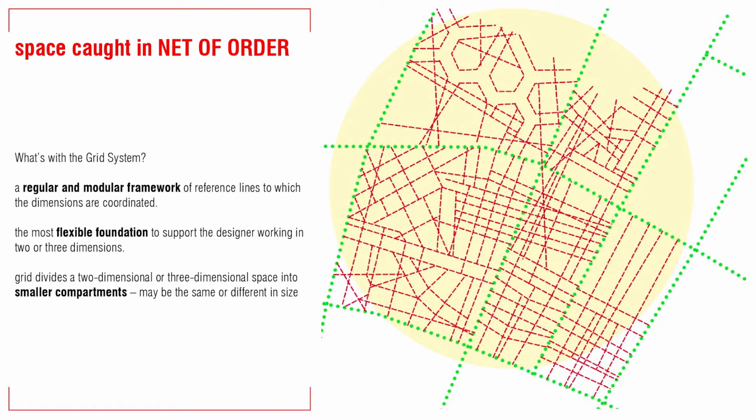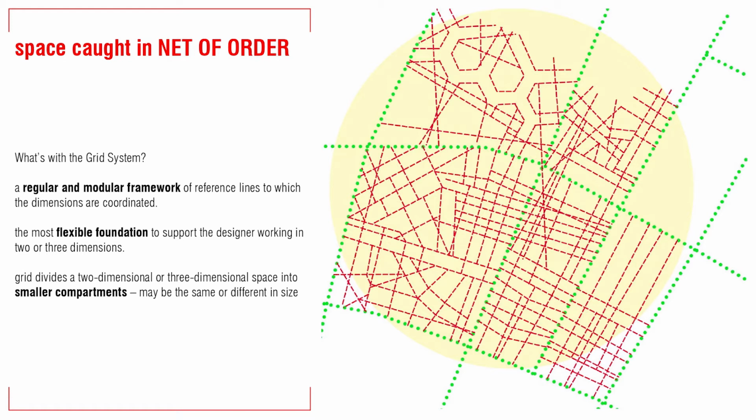So, what's with the grid system previously explained? This grid system is a regular and modular framework of reference lines to which the dimensions are coordinated. It should also be the flexible foundation to support a designer working in 2 or 3 dimensions. The grid can also divide a 2-dimensional or 3-dimensional space into smaller compartments, no matter the required size.